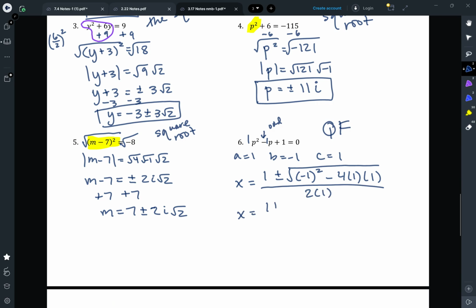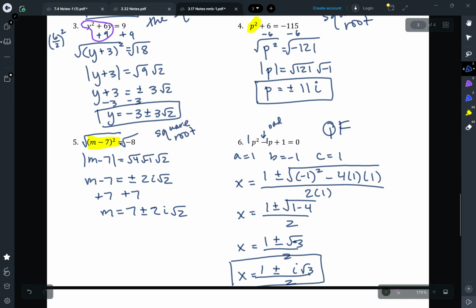So 1 plus or minus 1 minus 4 all over 2. X equals 1 plus or minus square root of negative 3 all over 2. So since it's a negative 3, I can't take the root of 3, but the square root of negative 1 is i. So I'm going to write it as 1 plus or minus i root 3 all over 2. And remember, we can distribute that division. So you could totally leave it this way.